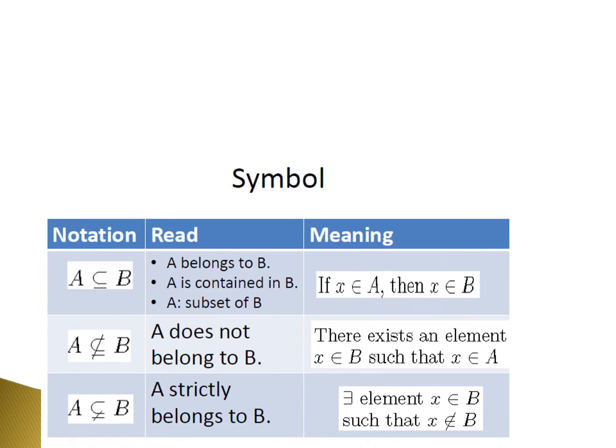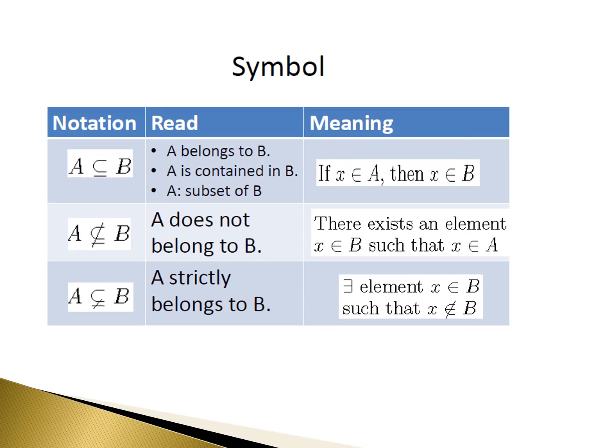We have another symbol here. Notation of A. Okay, this one here. It is read as A belongs to B. A is contained in B. A is a subset of B. So meaning, if x is an element of A, then x is an element of B.